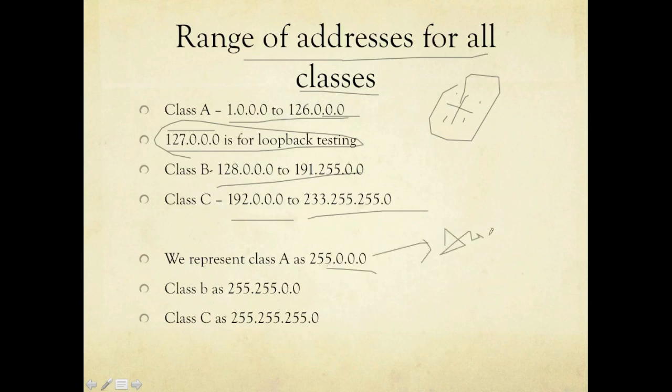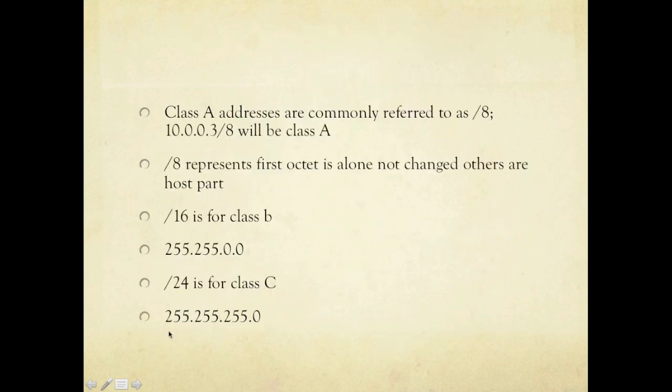Class B is 128.0.0.0 to 191, and class C is 192 to 223. So we represent class A as 255.0.0.0. The first octet alone is fixed. So the subnet mask. Even in your computers, when you enter IP addresses, you would have seen two fields. First will be the IP address and second will be the subnet mask. Using the subnet mask only, we can determine which class the address comes under, like which parts are fixed. 255 means only the first octet is fixed. Others are network parts. Others are host parts.